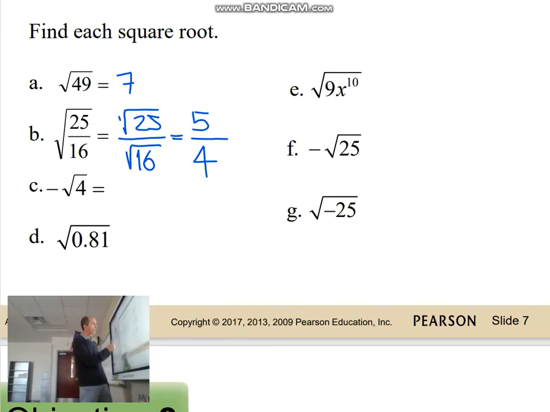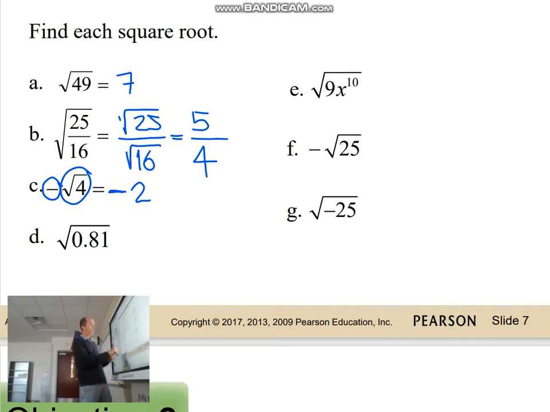Negative square root of 4. So calculate here square root of 4. The non-negative square root of 4 is 2. 2 squared is 4, right? So the answer is 2, but you have a negative sign in front of it. So keep the negative, negative 2 is the answer.